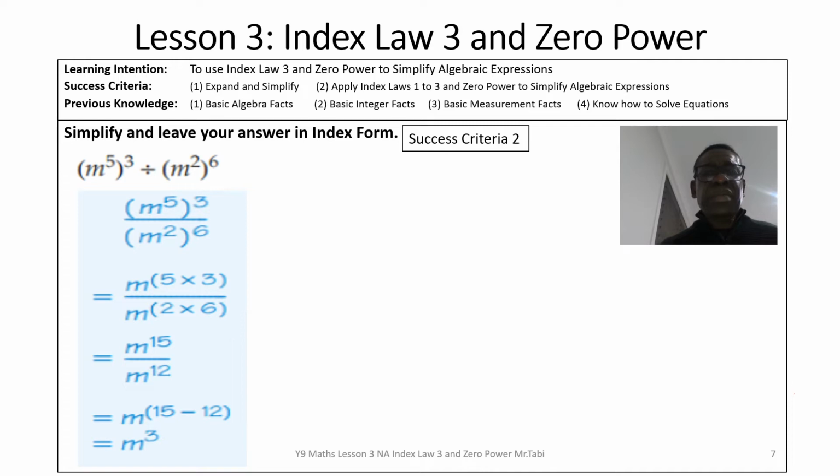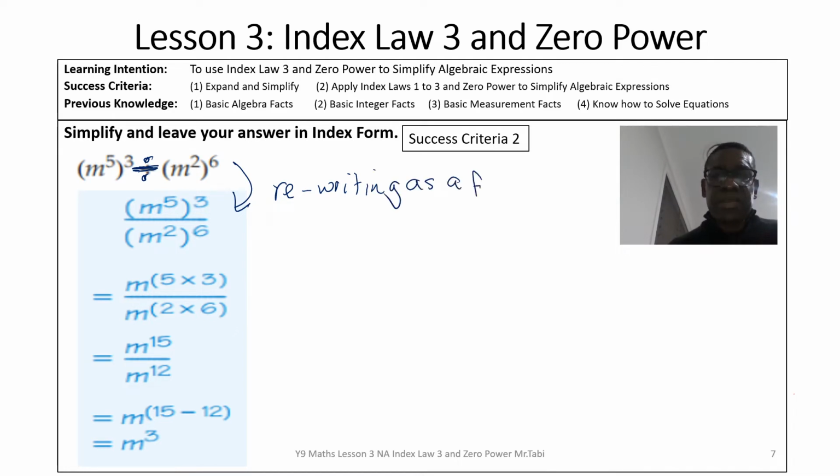Right. We have a division, so be very careful. That's a division here. So on this part, you have m to the power of 5 to the power of 3, and we're dividing that by m to the power of 2 to the power of 6. This is just rewriting as a fraction. The fraction form is easier to look at.